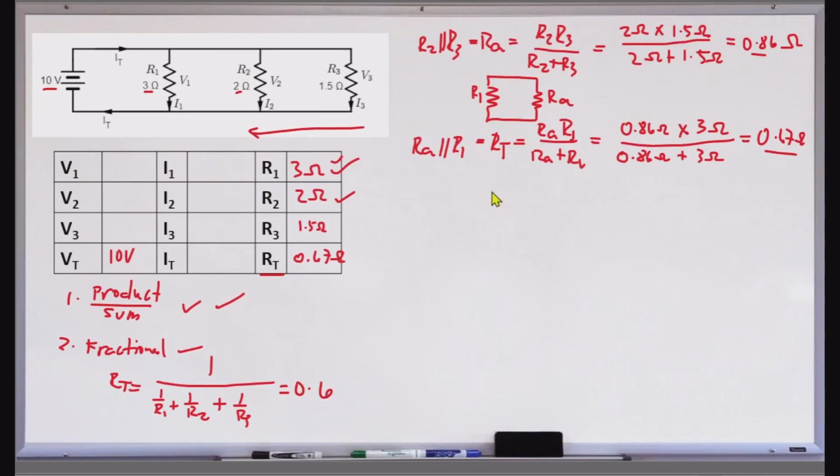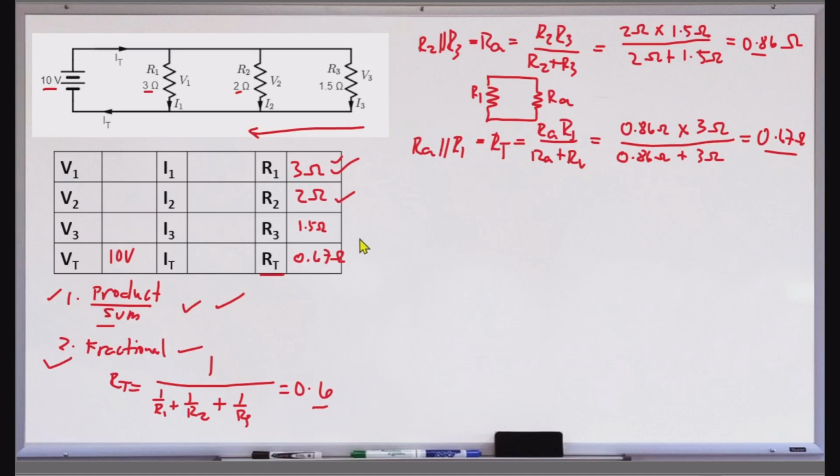So almost similar with the product over sum. Why is it not equal to 0.67? Because remember, we rounded off some of the values in the previous calculation. But anyway, this is still accepted. So if you want to use the product over sum, it's up to you. And if you think that the fractional or the method 2 is much easier, then use it.